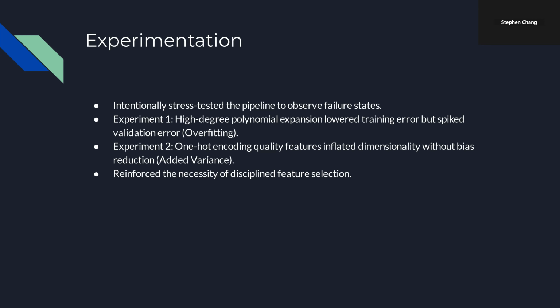Next, I'm going to talk about some of our controlled experiments and what failed. We intentionally stress tested our approach, and when we introduced high degree polynomial expansion like x squared or x cubed, training error dropped, but validation error increased, which is a red flag for overfitting. When we one-hot encoded quality variables, which is where we converted the categorical data into a binary vector, it increased dimensionality. However, this change didn't really improve validation performance, which means it added variance without bias reduction. These experiments reinforce the importance of disciplined feature selection.